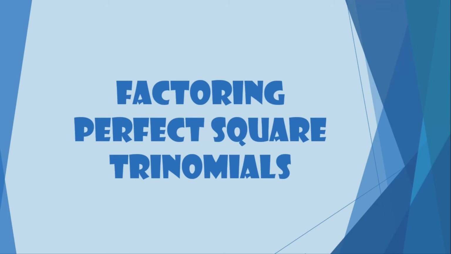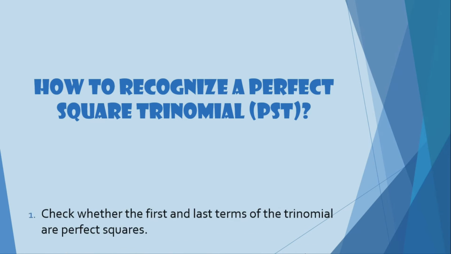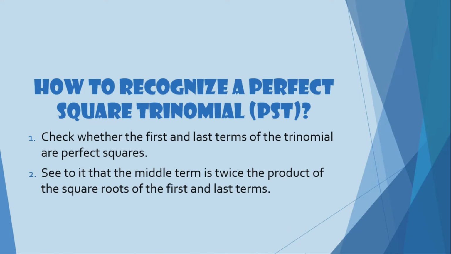The last topic that I am going to discuss is the factoring of perfect square trinomials, or the PST. How do we recognize a perfect square trinomial, or the PST? First, check whether the first and last terms of the trinomial are perfect squares. And see to it that the middle term is twice the product of the square roots of the first and last terms.